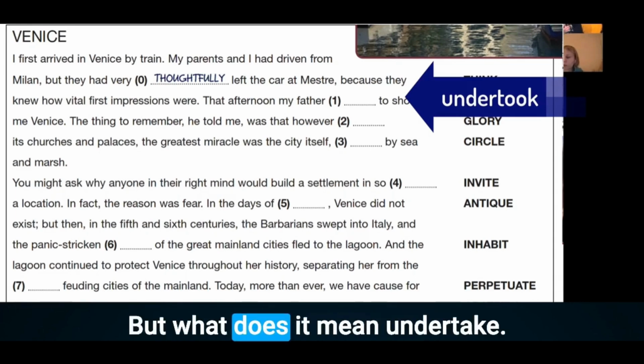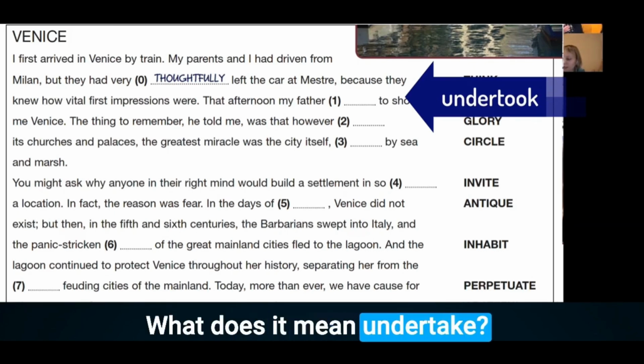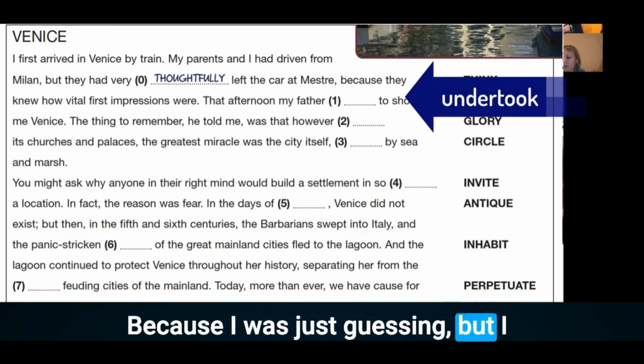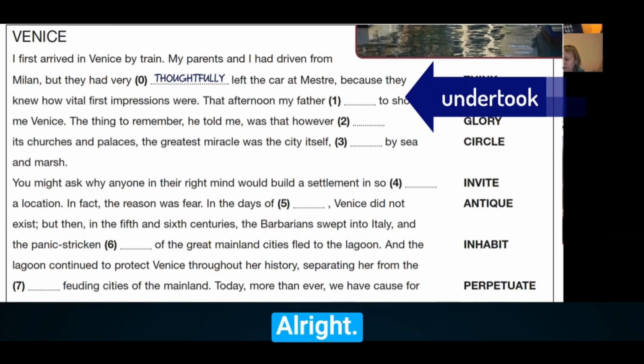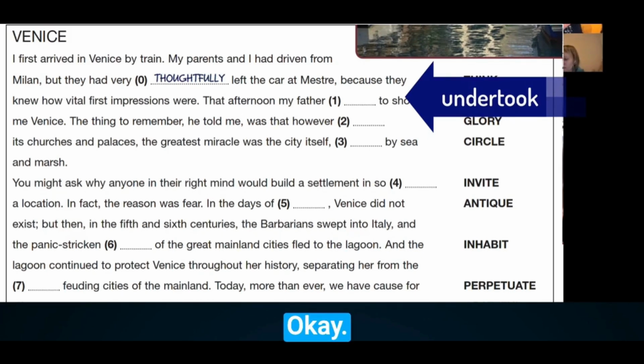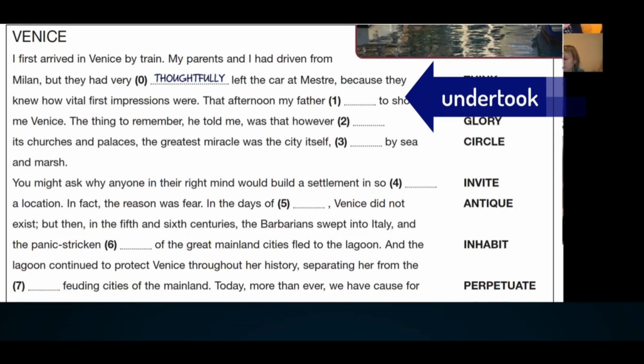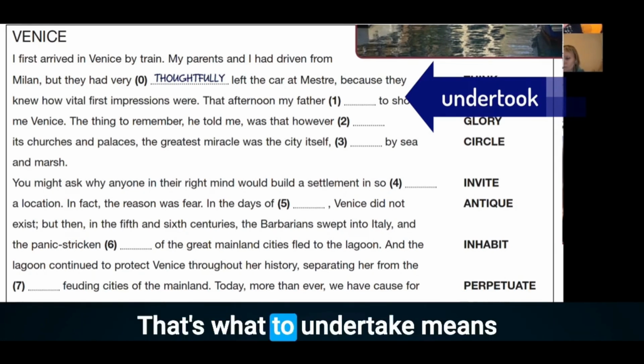Another way of saying it. What does it mean, undertake? Sorry? What does it mean, undertake? Because I was just guessing, but I don't understand the word undertake. All right. It means you take on something. Okay. You take on a task. You undertake a task. Mm-hmm. That's what to undertake means.